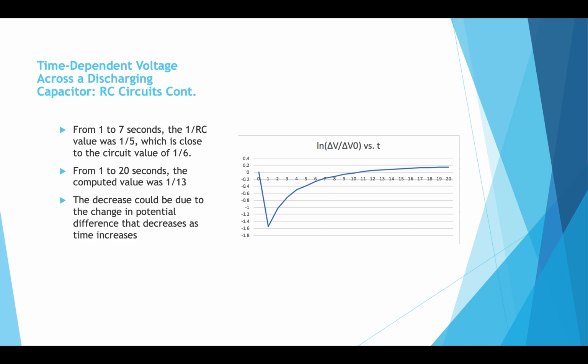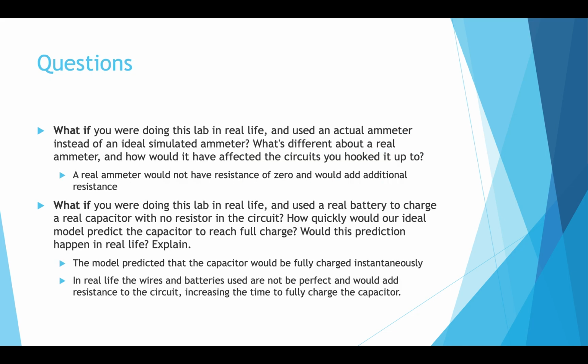But when you look at 1 to 20 seconds, the computed value was 1 over 13. And the significant decrease in the value could be due to the change in potential difference that decreases as time increases. The additional questions in this lab are: what if you were doing this lab in real life and used an actual ammeter instead of an ideal simulated one?